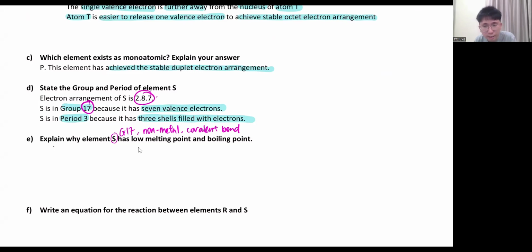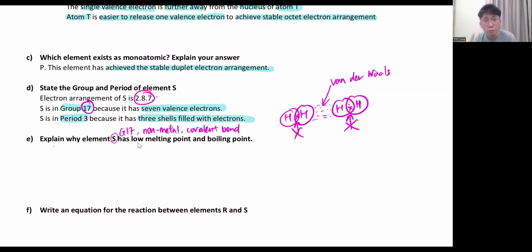But if you remember covalent, do we actually break covalent bonds to melt and boil your non-metal? Let's say I have hydrogen. If I want to melt or boil hydrogen, do we break this covalent bond? No, we actually have another hydrogen in between like this. So we don't actually break the covalent bond. What we break are the weak forces in between your molecules. So what do we usually call this? We call this the van der Waals force. This is weak, and because it is weak, it easily boils, easily melts, and easily becomes gas.